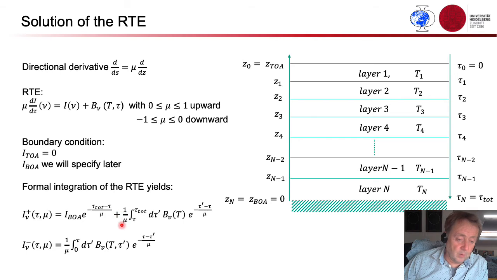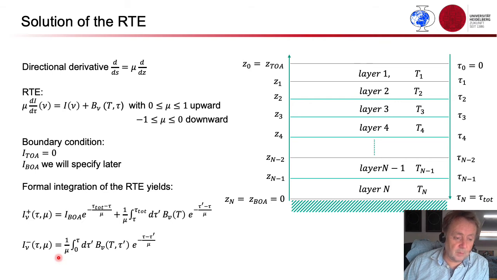And then we have 1 over mu times the integral of the Planck function with the corresponding transmission function. And we have to calculate that integral from the altitude where we want to calculate the radiance to the total optical depth. The situation is a bit more simple when we look in downward directions.